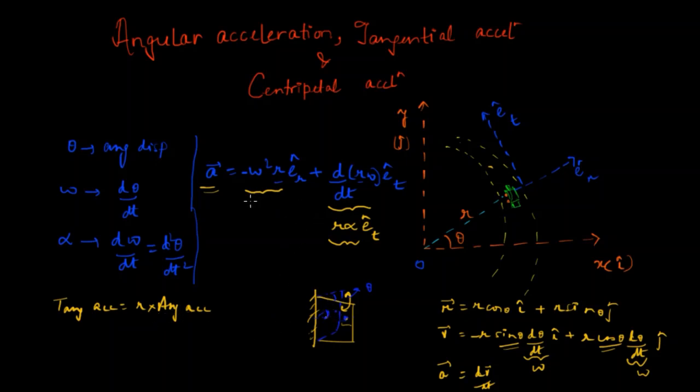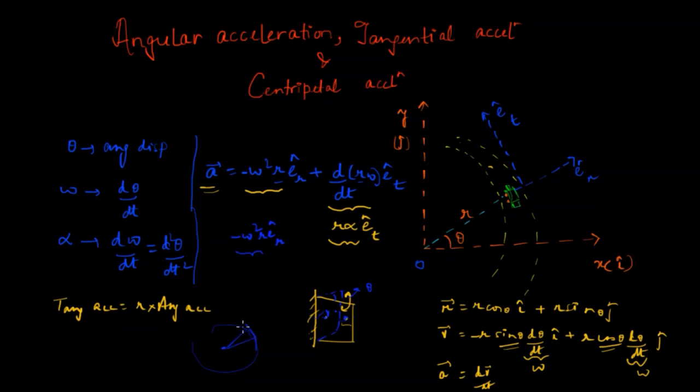Now the last bit is the centripetal acceleration. As you can see, the centripetal acceleration is just minus omega square r er cap, right? So centripetal acceleration only depends on the radius and the angular velocity, right? So for all practical purposes, if an object moves in a circular motion at a constant speed, in the sense that the angular velocity is just constant, then the object will always have a centripetal acceleration, right?